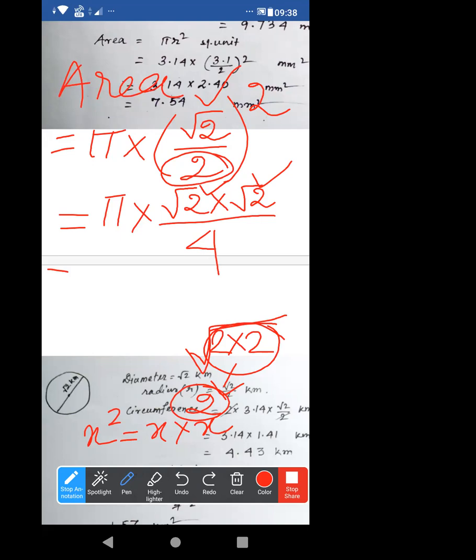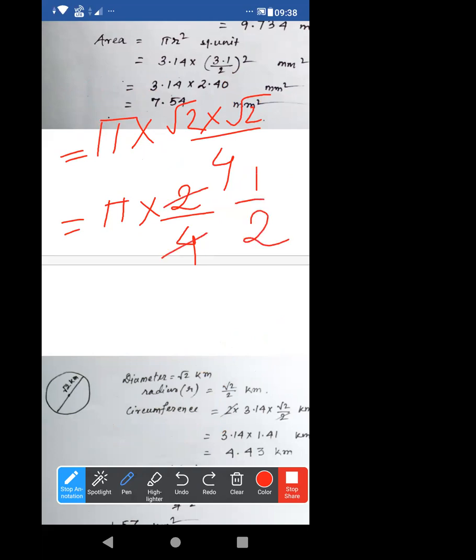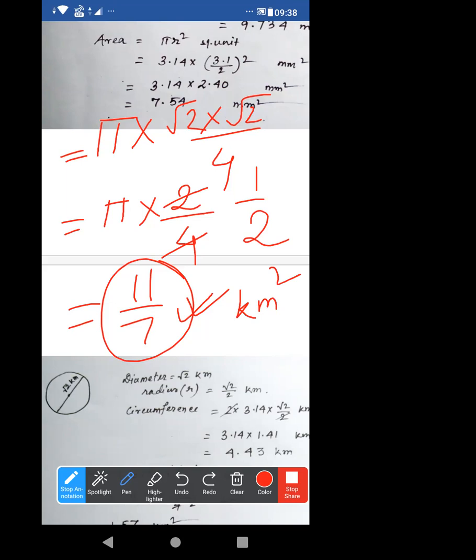So it will be 5 into root 2 into root 2 by 4. Now just convert it into decimal. At first, just cut it, it will be half. 11 by 7. The unit will be kilometer square. Convert it into decimal and just tell me the answer.